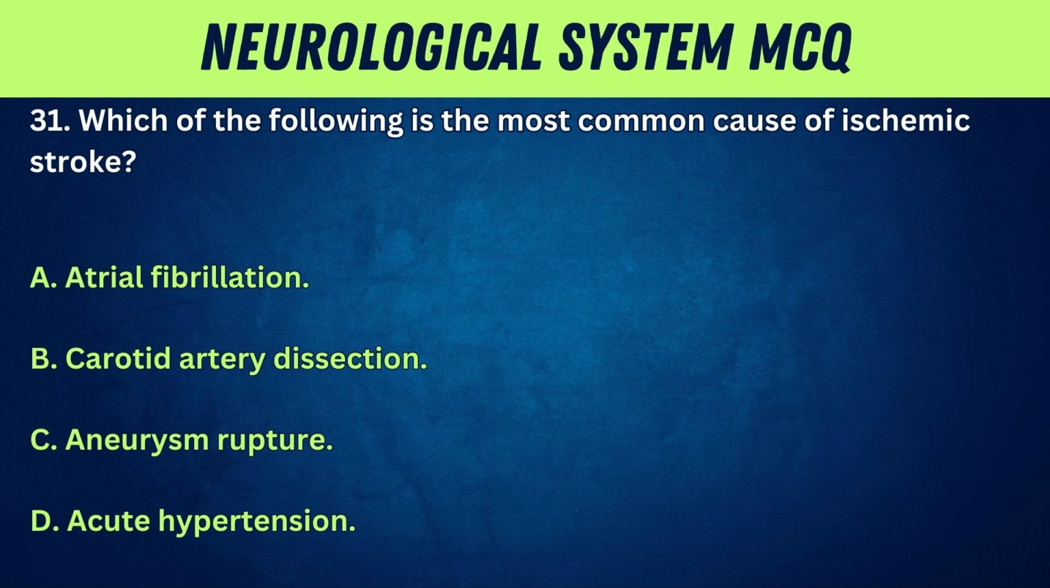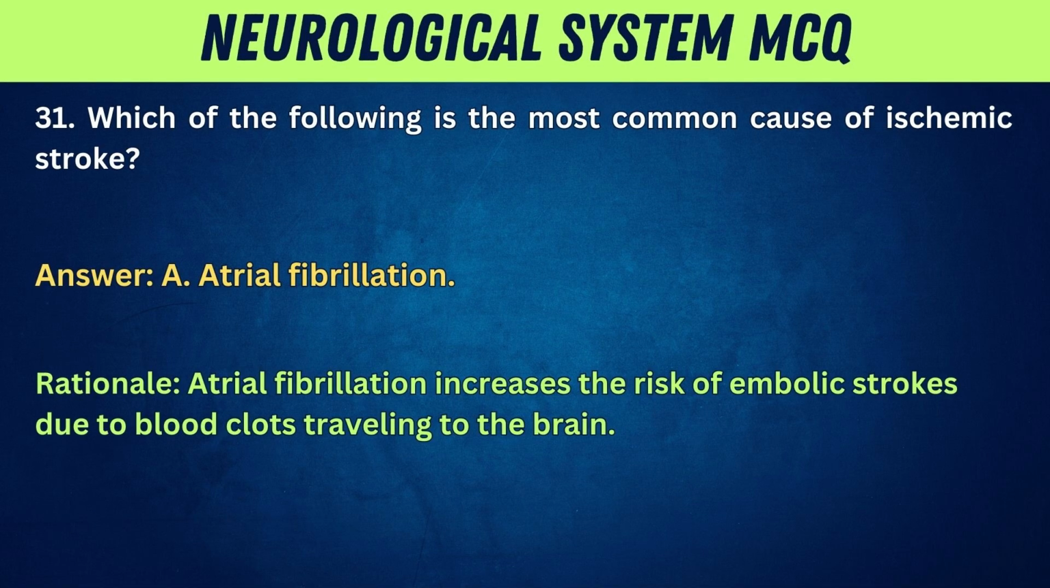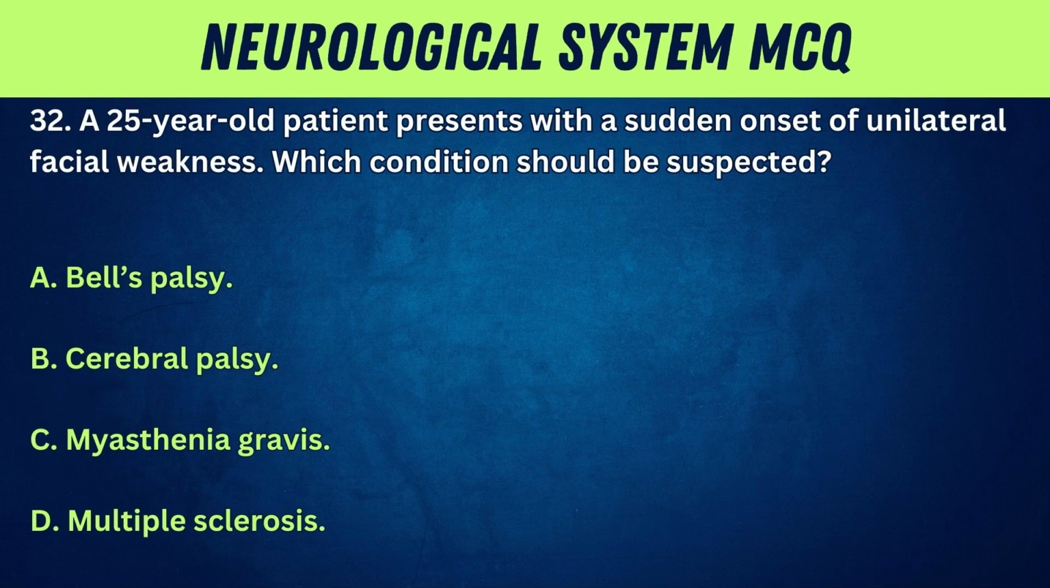31. Which of the following is the most common cause of ischemic stroke? A. Atrial fibrillation. B. Carotid artery dissection. C. Aneurysm rupture. D. Acute hypertension. Answer: A. Atrial fibrillation. Rationale: atrial fibrillation increases the risk of embolic strokes due to blood clots traveling to the brain. 32. A 25-year-old patient presents with a sudden onset of unilateral facial weakness.